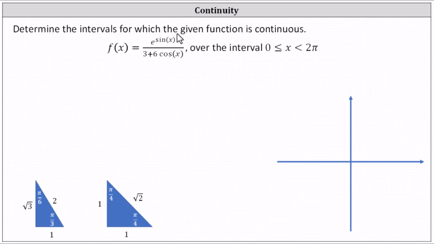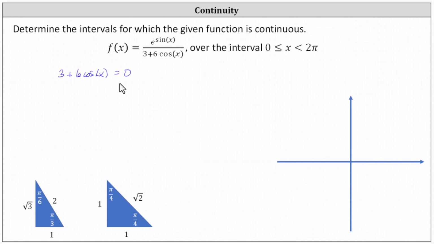We know division by 0 is undefined, which means the function will not be continuous for the values of x where the denominator is equal to 0 in the given interval. So let's set the denominator equal to 0 and solve for x. So we have the equation 3 plus 6 cosine x equals 0. Again, the solutions to this equation will be the values of x where the function is not continuous, and we'll have to exclude those values from the given interval.